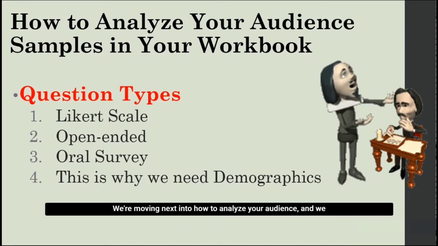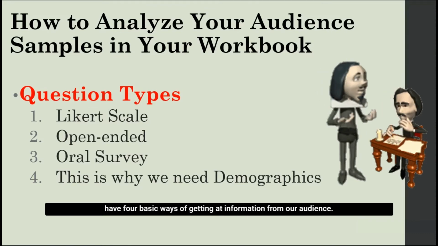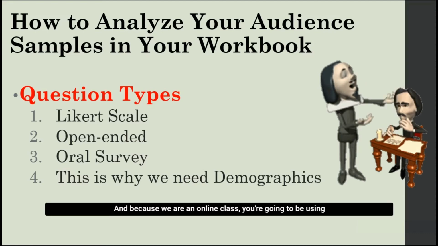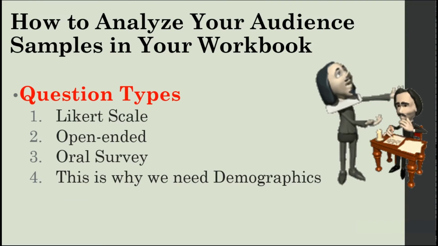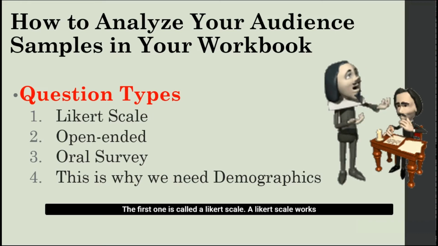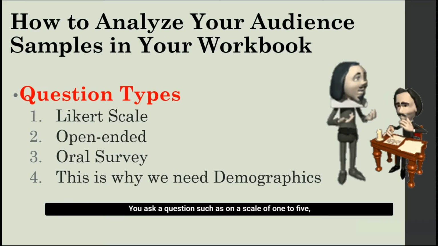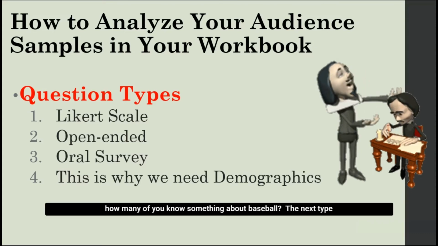We're moving next into how to analyze your audience. And we have 4 basic ways of getting at information from our audience. And because we are an online class, you're going to be using the discussion board for this. The first one is called a Likert scale. Now, a Likert scale works this way. You ask a question such as, on a scale of 1 to 5, how many of you know something about baseball? The next type of question is an open-ended question.